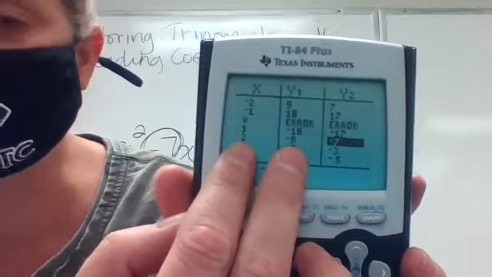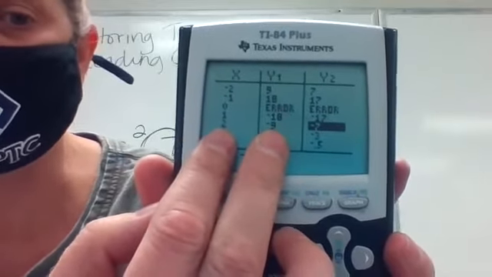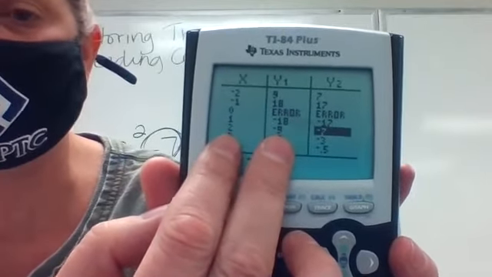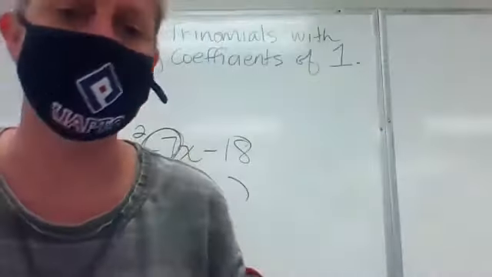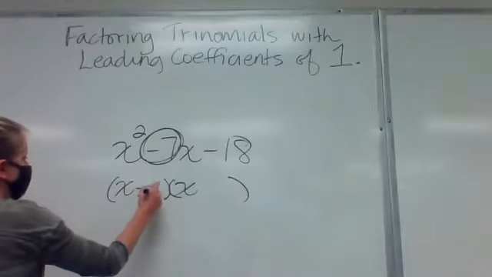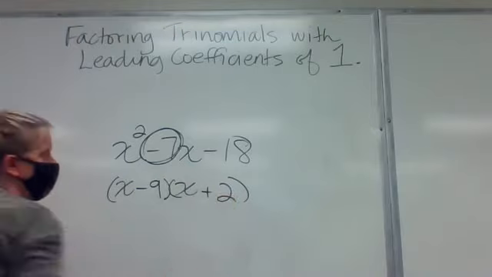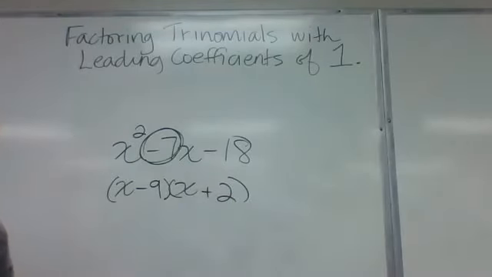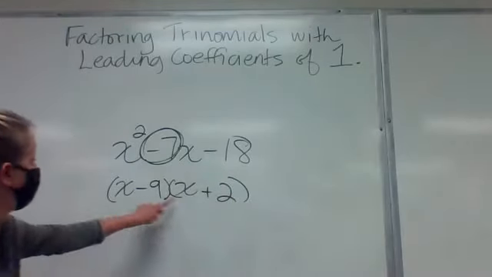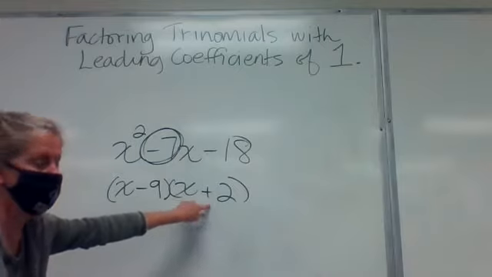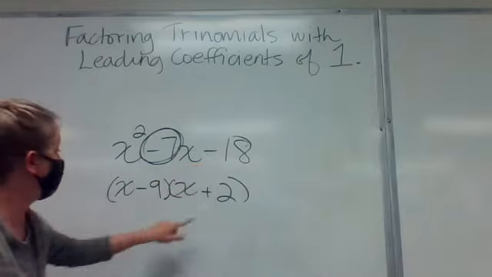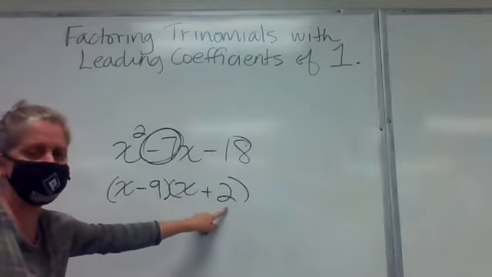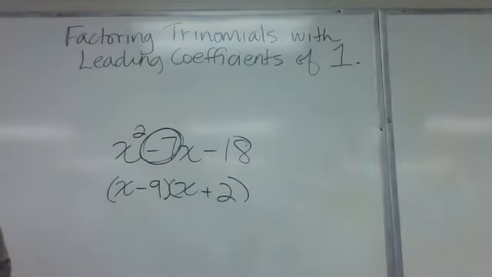Doesn't matter where you put those numbers. It just matters that the 9 is negative and the 2 is positive. So a -9, +2. Does that do the things you want it to do? -9 times 2 is -18. -9 plus 2 is -7.